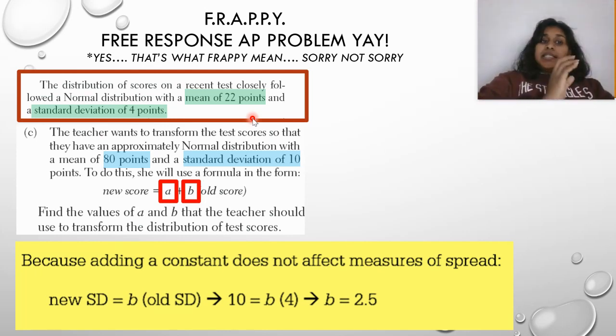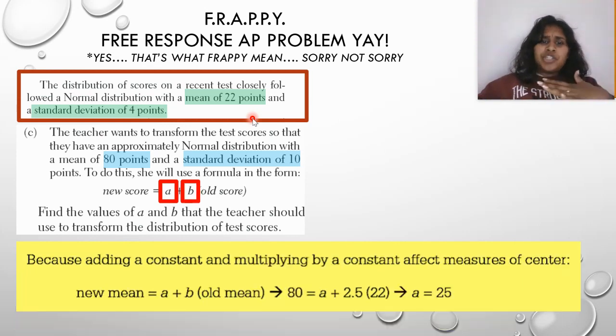So we're going to take 10 is equal to b times 4. You can see where those values came from, and we simply end up with b is equal to 2.5. Cool. Now we have one of our variables. What's the difference to solve the last variable? Nothing. You just plug and chug away.